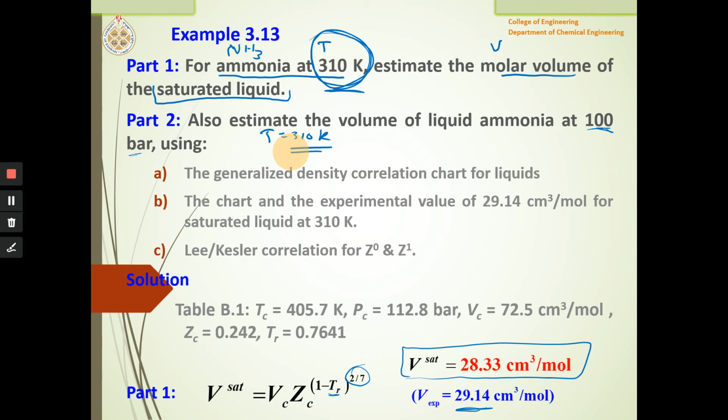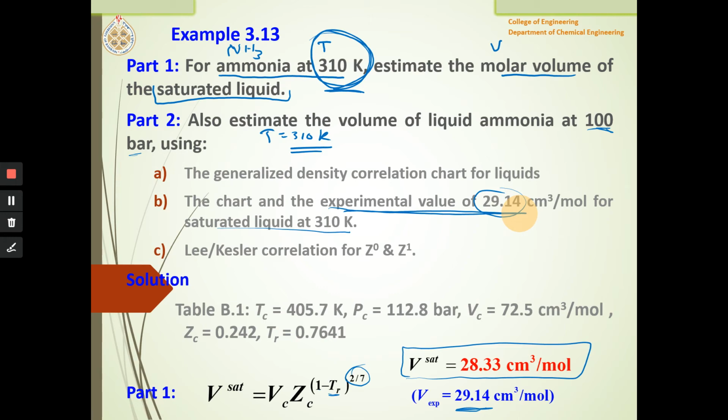But how to get this? Using a third method. They said generalized correlation, density correlation chart for liquid, which is the chart that I showed in the previous slide. Then using the chart, but I give you here the experimental value. They said experimental value of 29.14 centimeter cube per mole for saturated. And if it is saturated, the experimental value gives 29.14. I don't have saturated here, but this is additional information given so that it helps me get a more accurate result.